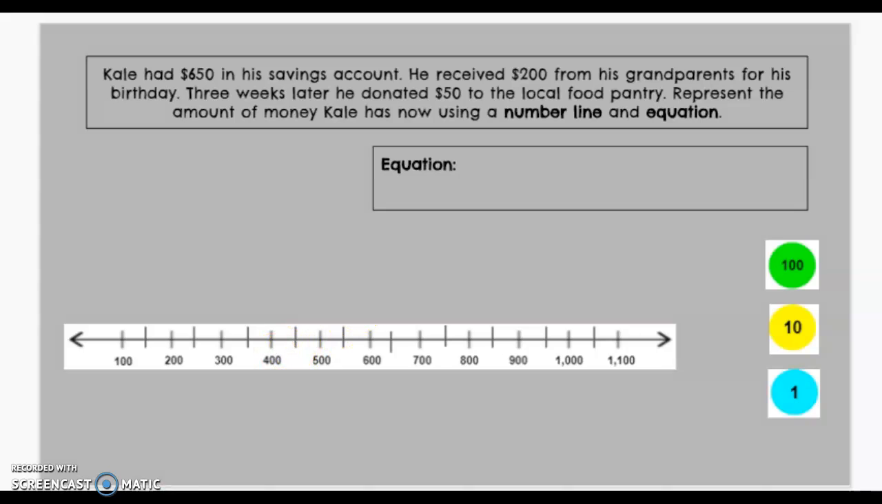So let's figure out what our important information is. Represent the amount of money Cale has now. That's what it's asking us to find. And our important information is Cale had $650. He received $200, and then he donated $50. So he had a certain amount, then he got some more, and then he donated.